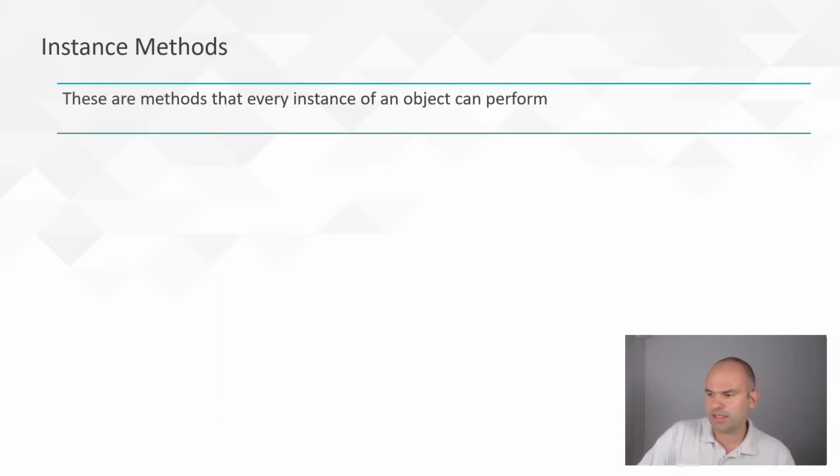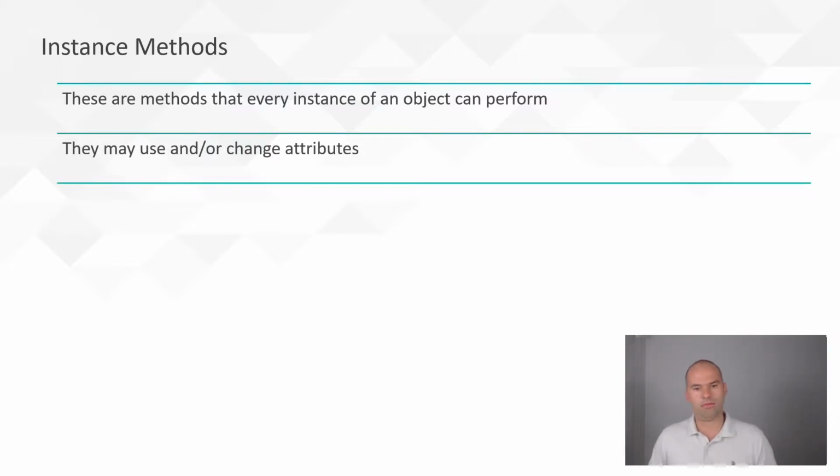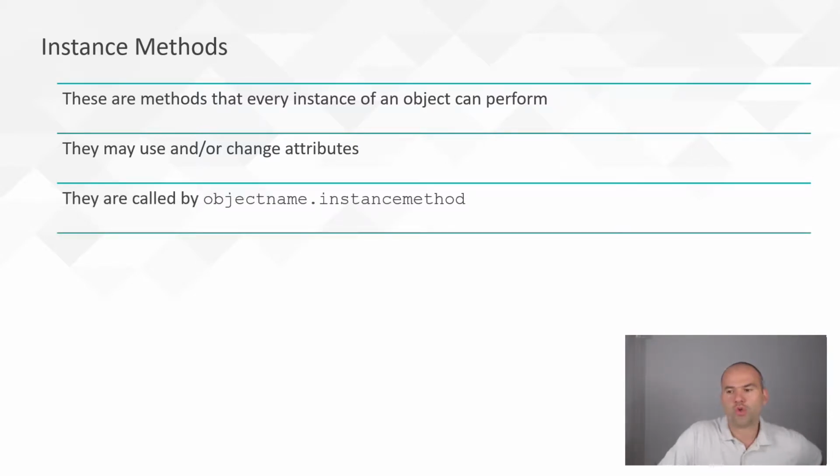So as I said, these are methods or functions, and every instance of an object can perform them. They may change or use the attributes of that object. Now, if well written, these methods often define what I would say are the rules and regulations for what you can do with the attributes of the object. You generally call them by object name followed by instance method. So if there are parameters here, you would put the parameters, and you would put actually open closed brackets.